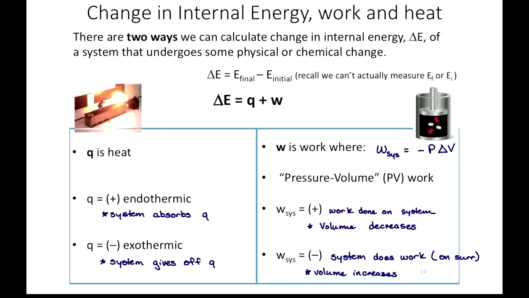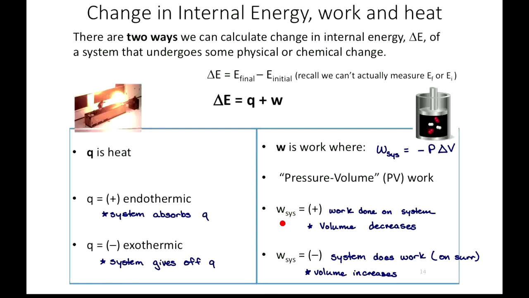Work is a little bit different here. Remember, for chemists, how we think about work is not force times distance. We actually think about gases expanding or contracting. So work of the system, and this will help you determine the sign, is negative pressure, the external pressure being applied on it, times the change in volume of the system. If we know how the volume of the system is changing, we can determine the sign of work that is done by the system.